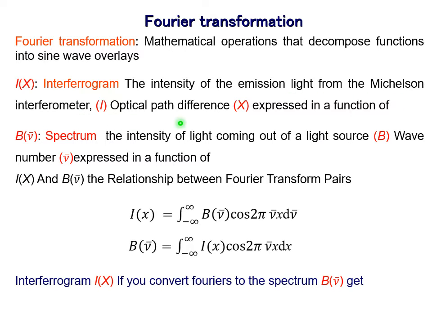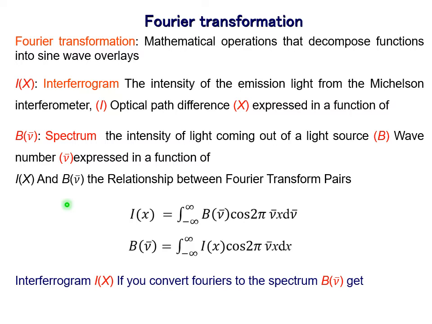This is the intensity B of the light emitted from the light source expressed as a function of the wavenumber, nu bar. There is a Fourier transform pair relationship between the interferogram I(x) and the spectrum B(nu bar). Expressed as an equation, it becomes as shown in equation 1, and the Fourier transform of the spectrum gives an interferogram.